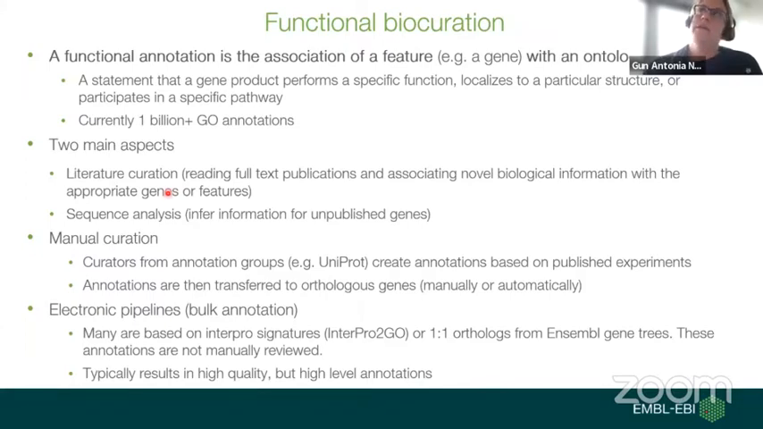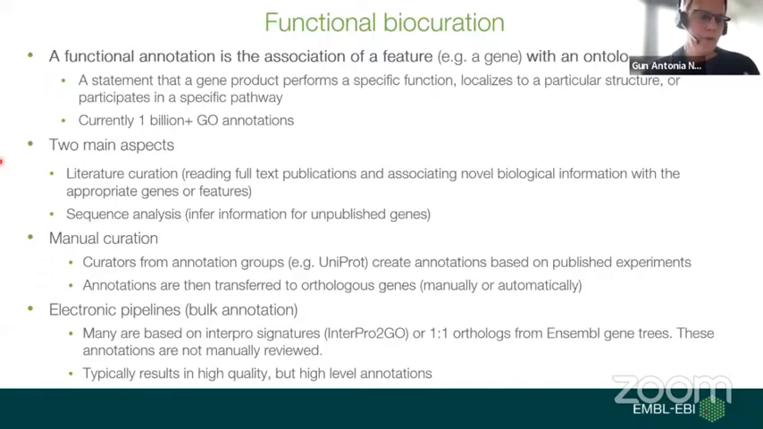There are two main aspects to functional curation. So you get literature curation, which is mainly what I do nowadays, where you read full text publications and you associate the findings with the appropriate genes or features, sequence features.